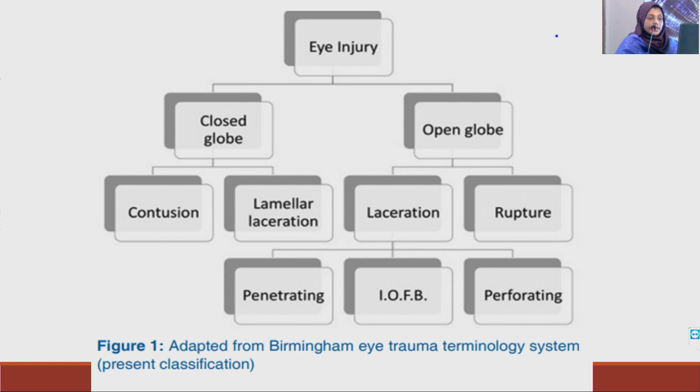Open globe injuries are again classified into laceration and rupture. Rupture means it's a full thickness eye wall injury, but because of a blunt trauma. Laceration is again classified into penetrating injury, in which there will be a single wound, intraocular foreign body, and perforating injury. Perforating injury means there will be entrance and exit wounds.